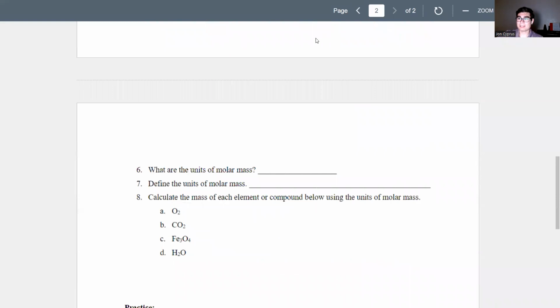So what are the units of molar mass? The units of molar mass are grams per mole. The reason we call it molar mass is: how much mass do you have per 1 mole? So I have 30 grams per 1 mole of something. That's the units of molar mass. Grams per mole, how many grams per 1 mole? Define the units of molar mass. So I kind of just said it. It's the mass of substance per 1 mole of substance. That's how we define this.